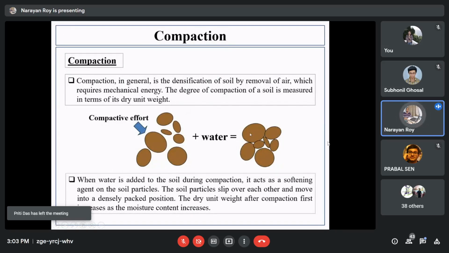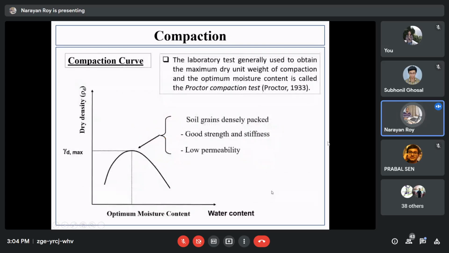This is the basic definition of compaction, and this compaction is quantified. This is very important. This compaction is quantified in terms of dry unit weight of water. Sorry, dry unit weight of soil. So the ultimate result of the compaction is quantified in terms of dry unit weight. Now, okay, we can move to the next slide. Then it will be better to explain it.